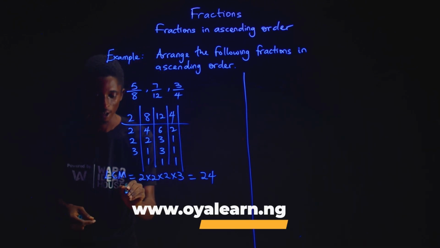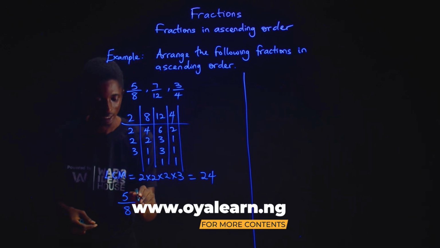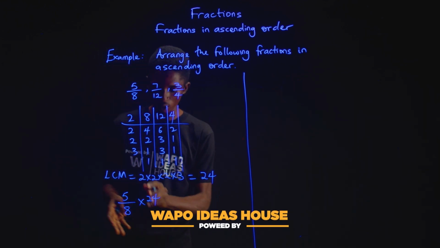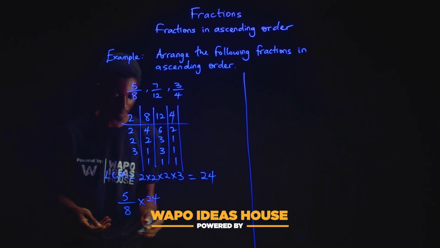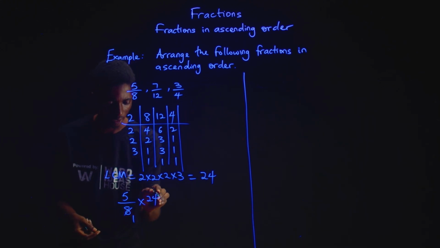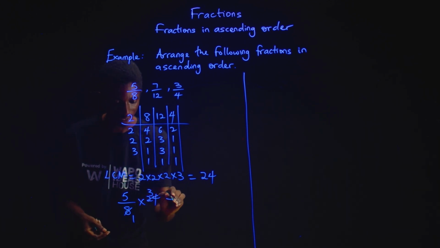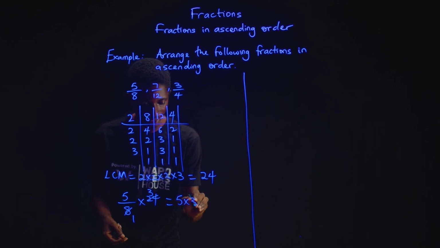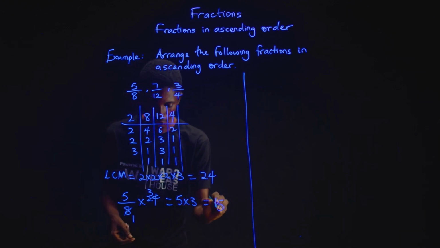So that is, we have 5 over 8 multiplied by 24. You can go straight or just cut it down till you have the lowest possible fractions. And 8 can go in 24. 8 here 1, 8 here 3. Therefore we have 5 times 3 to give us 15.